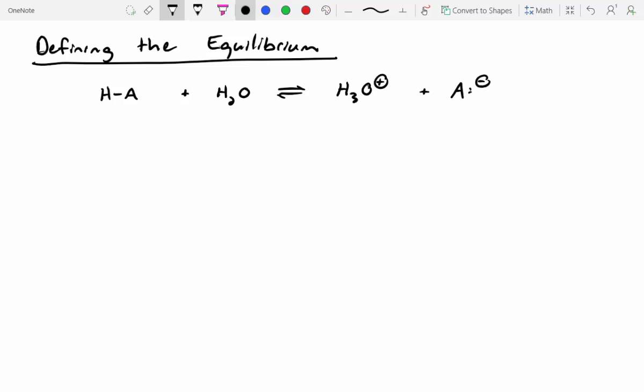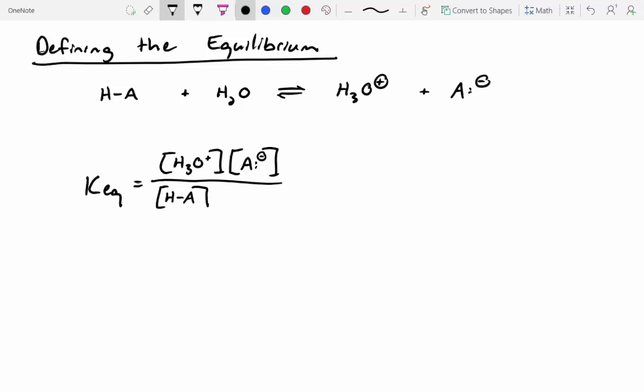So let's come up with an equation for this, right? We've got Keq, that's our equilibrium constant. What would our equilibrium equation be? Some of you guys remember this? It's concentration of products over reactants, right? So the equilibrium is going to be defined as the concentration of hydronium times our concentration of our conjugate base, over the concentration of our starting materials, which was our acid and water.